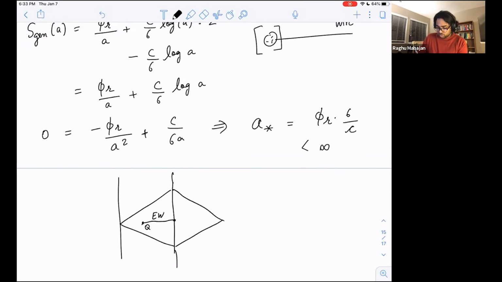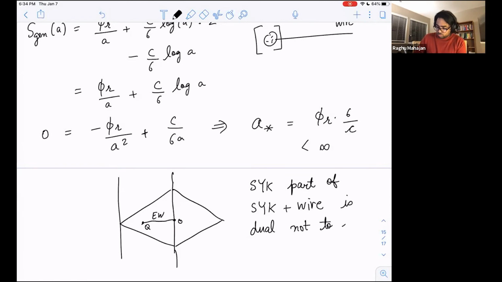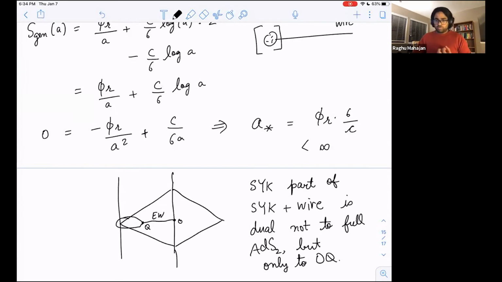So if I call the quantum extremal surface Q, and O, we learned that the SYK part of SYK plus wire is dual not to full AdS2, but only to OQ. Okay, and next time I will put the name that this region between the horizon and Q will be the island surface, the island region. But we will get to the meaning of that and so on next time.